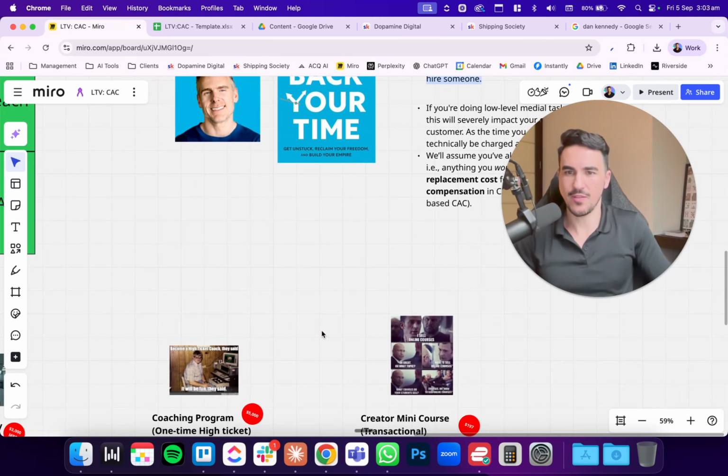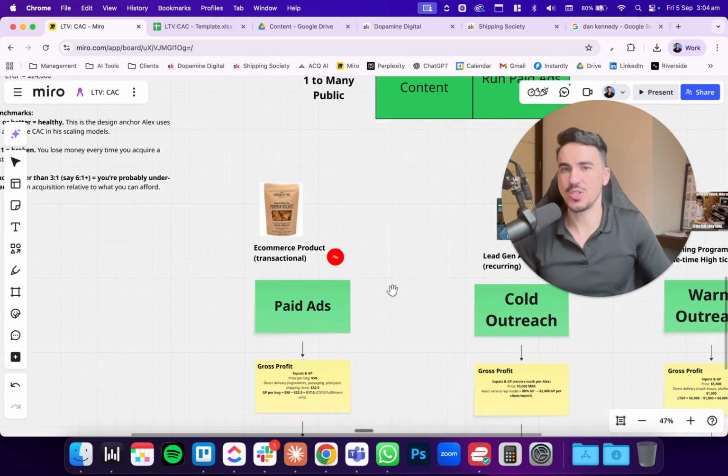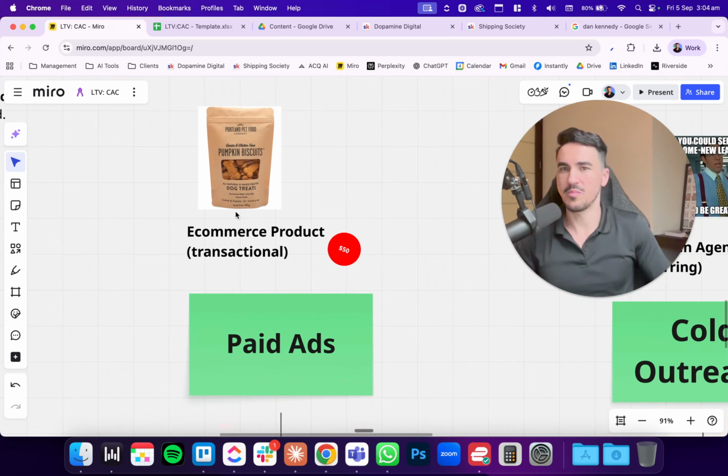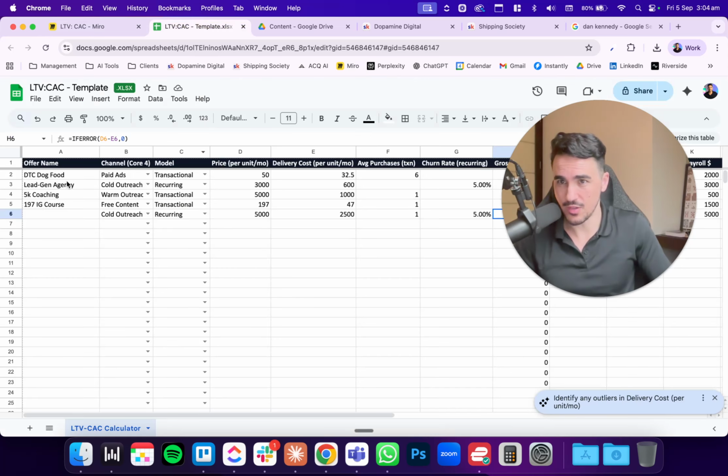So let's have a look at the first example, which is paid ads, which is the easiest to understand. And if you run paid ads, good for you. Many people out there don't. Let's say that we have a dog biscuit product, which is a transactional product, and it costs us $50. And so over here you can see D2C dog food. We run paid ads. It's transactional. You know, we can choose from here.